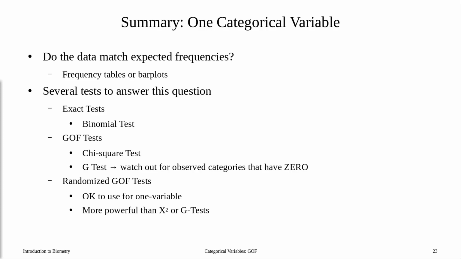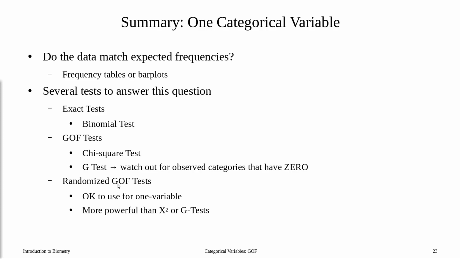So we can run an exact test if we have two outcomes. And the exact test that we learned was a binomial test. Goodness of fit tests that we can run are the chi-square test or the g-tests. Both of them are okay. Different people have different opinions.